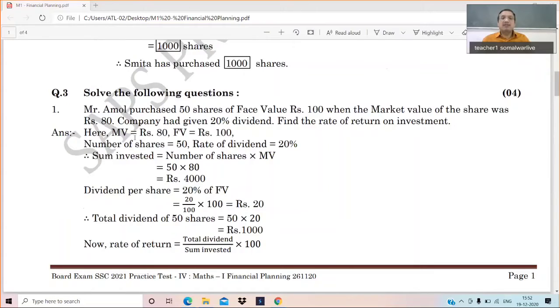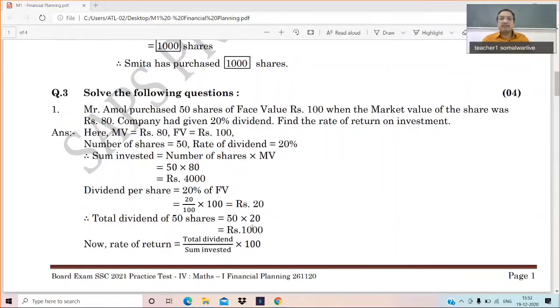Here the market value is rupees 80 for one share, face value rupees 100, and the dividend given is 20%. The number of shares is 50. The sum invested is number of shares into market value, 50 into 80, which gives 4,000. Dividend per share is 20% of face value, because dividend is always calculated on face value. So it is 20% of 100, which gives rupees 20. So the total dividend of 50 shares becomes rupees 1,000.